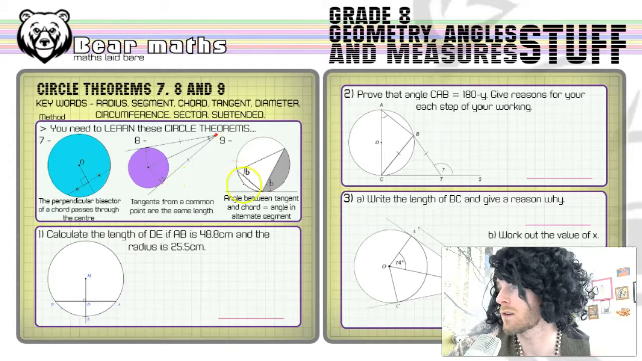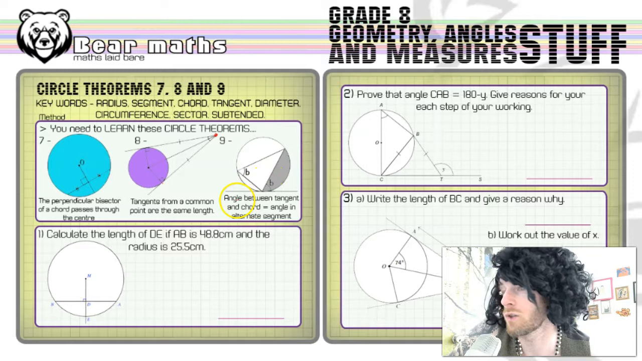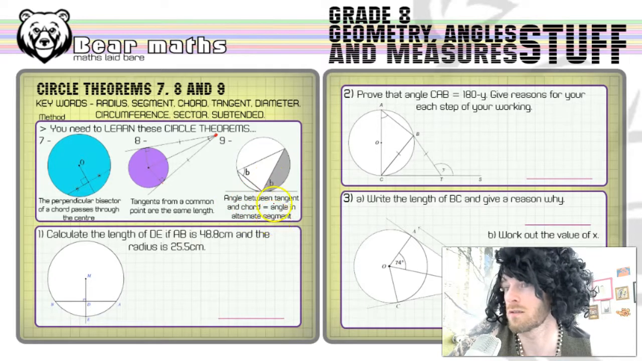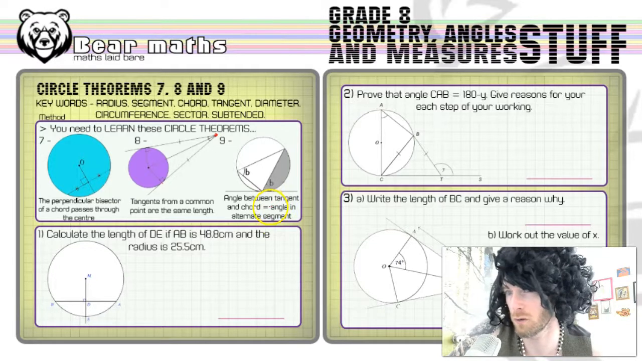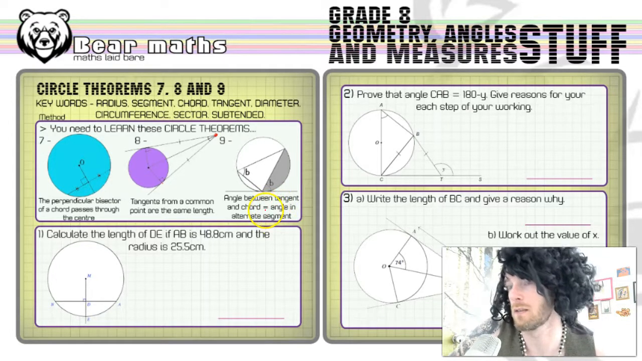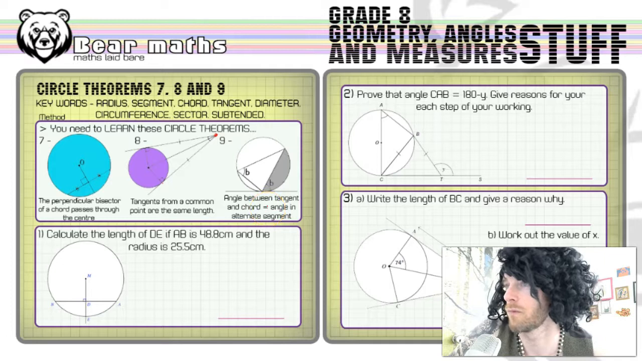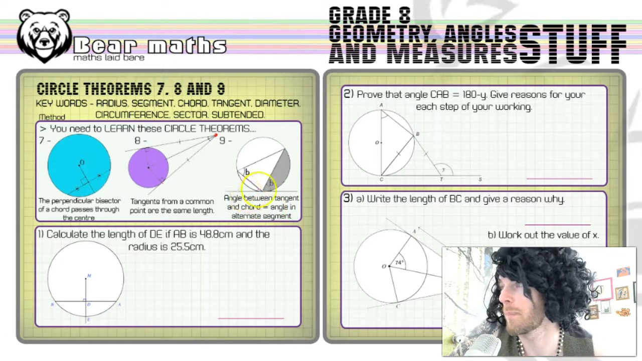And then circle theorem number 9, the final one. This is the one that I mentioned in the first video. You don't necessarily have to use these particular words. You can call this the alternate segment theorem, and that is good enough for your reason when you give a reason in an answer to a problem. But basically it means the angle between the tangent and the chord equals the angle in the alternate segment.